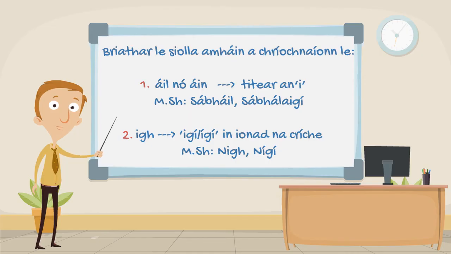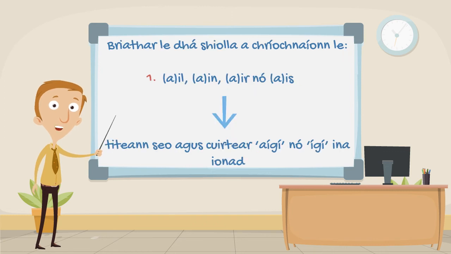Here they come. For one-syllable verbs that end with -áil or -áin, we drop the i and use the appropriate ending for the iolra. Mar shampla, sábháil, sábháilígí. In one-syllable verbs that end with -igh, we replace this with -ígí for more than one person, like nígí, clean.